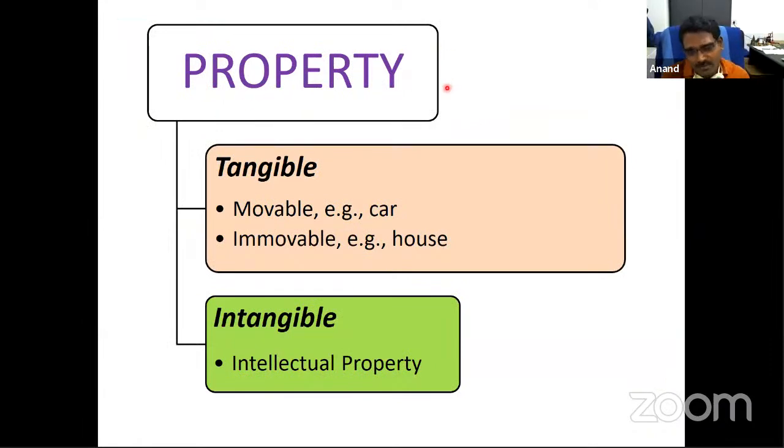Where do we come to talk about intellectual property? If we want to broadly divide property, it can be divided into two types. One is tangible, that can be felt, touched, and experienced, and the second is intangible property. The tangible properties can further be divided into movable or immovable. For example, a car or a house are tangible properties, while the best example of intangible property is intellectual property. Somebody's idea cannot be felt or experienced except by the person who holds it.